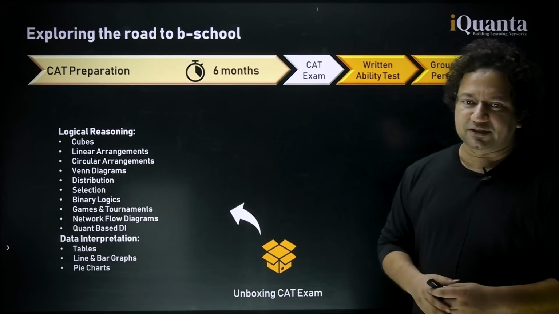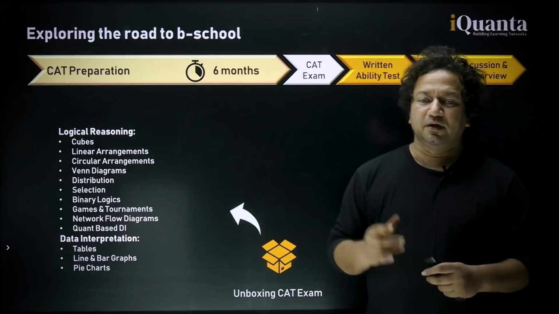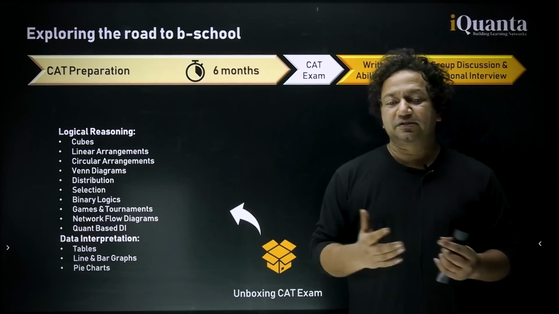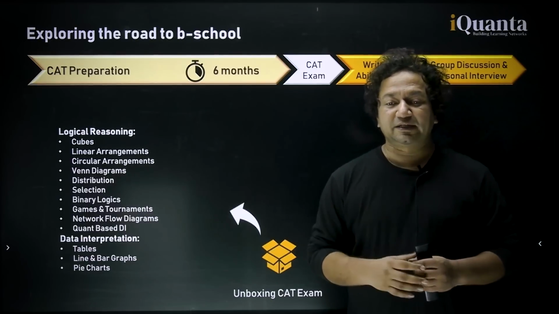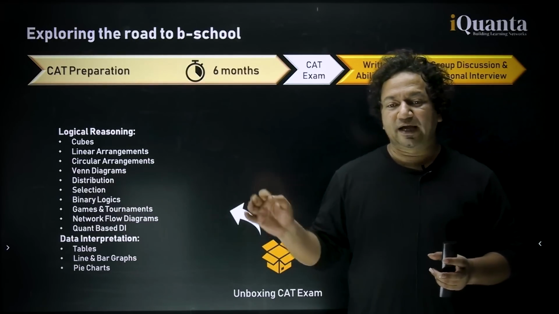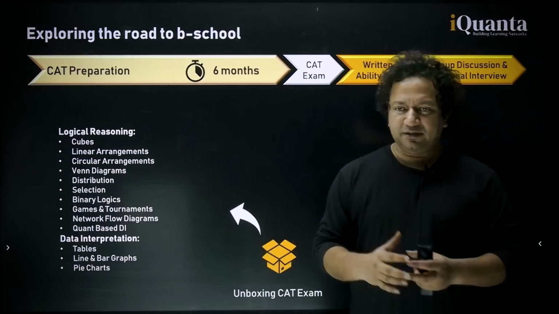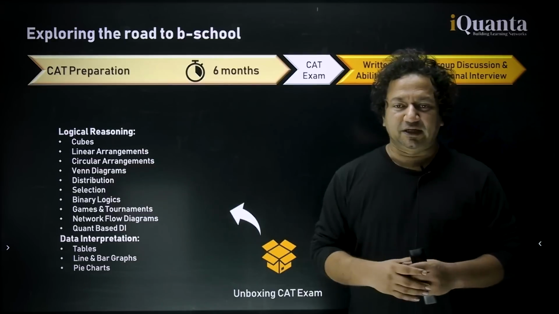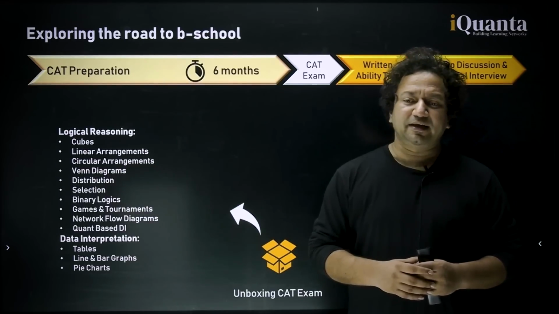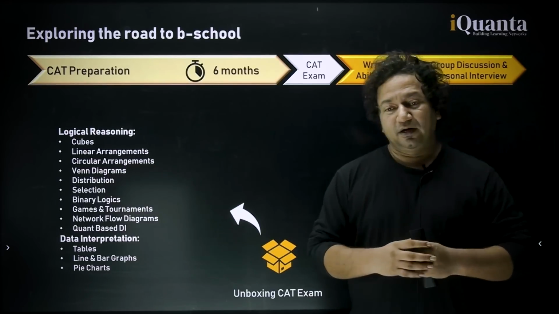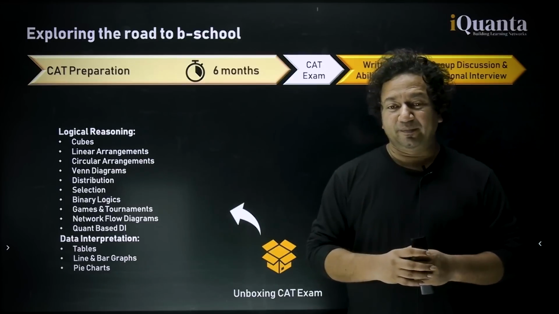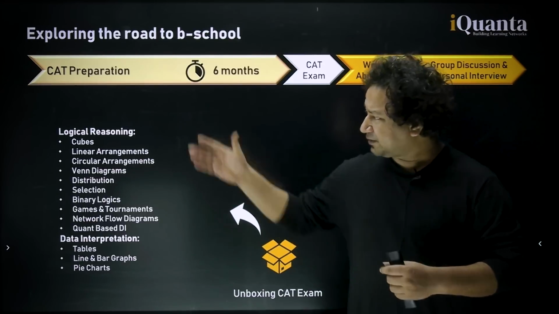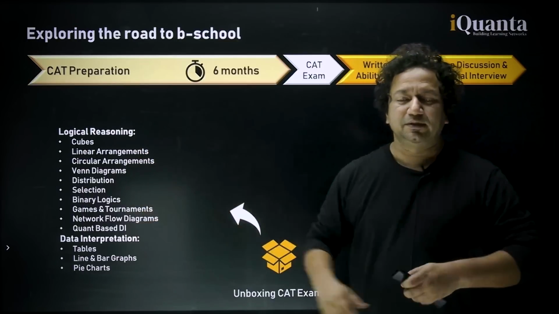LR and DI sections. Here we have some important topics: cubes, linear arrangements, circular arrangements, Venn diagrams, distribution, selection, binary logics, games and tournaments, network flow diagrams, quant-based DI. That comes under logical reasoning part. For DI, we have tables, line bar graphs, pie charts. So basically in LRDI section, you can expect a question or sets which will be a combination of one or two or more than two topics among these.